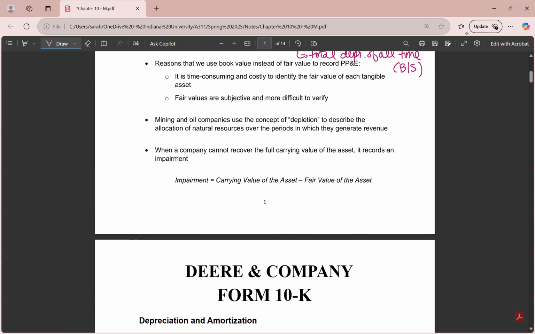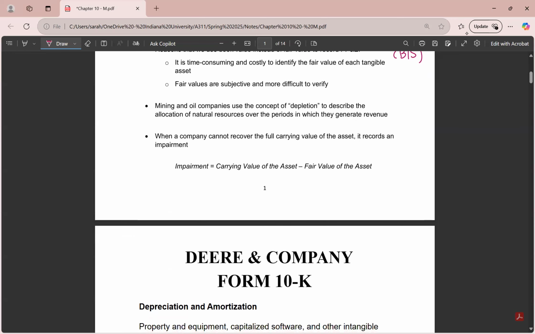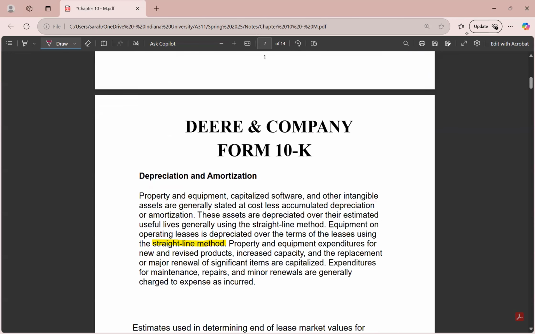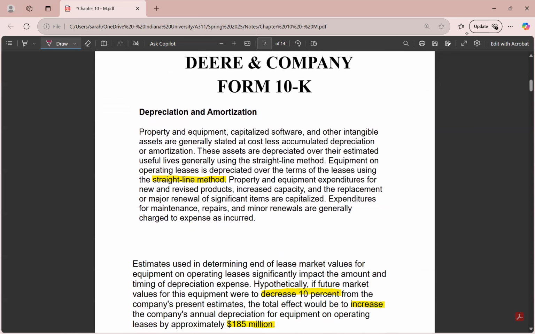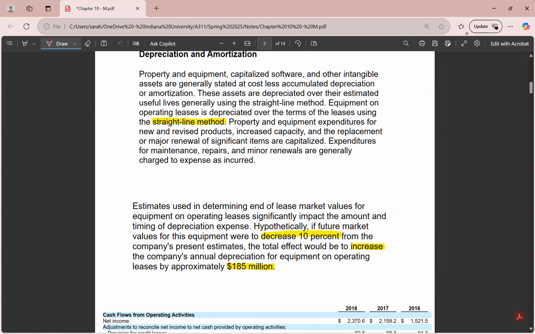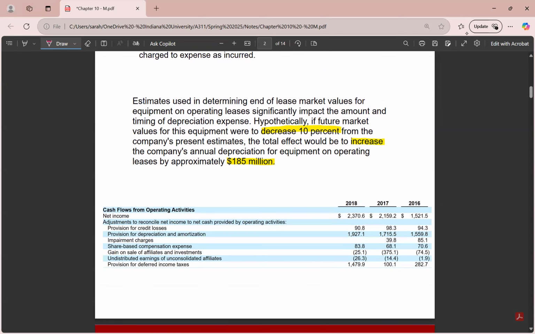All right, we'll get into depletion and impairment in the later parts of this chapter. So here's an example. These are screenshots from Deere and Company's 10K where they talk about their depreciation a little. They say that they use the straight line method. They give some more details about it. They also tell us about some updates, some hypotheticals, which I thought was really informative.